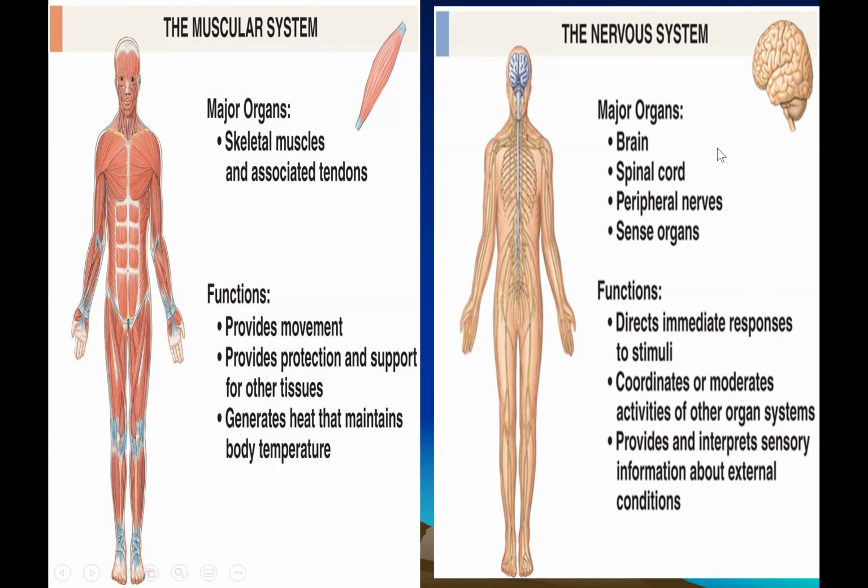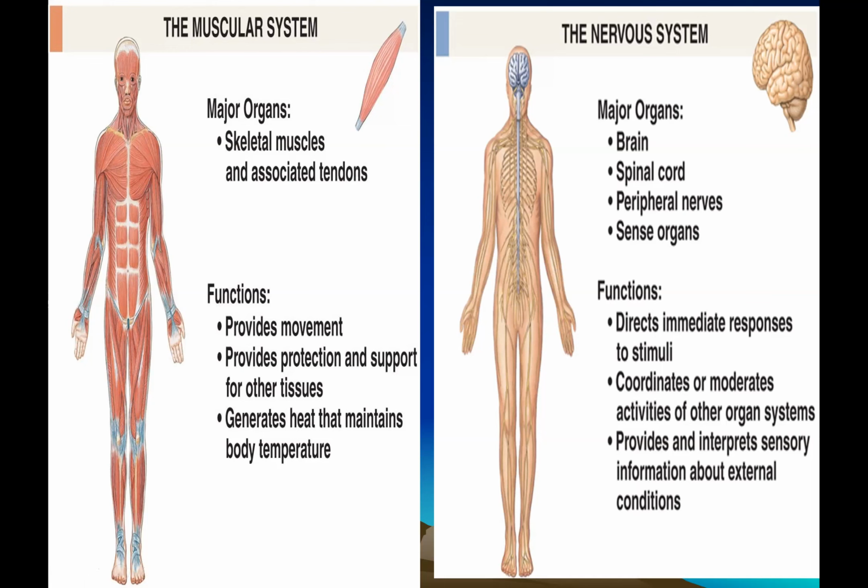So here we have the nervous system, which includes the brain, the spinal cord, and all the nerves that come out of the spinal cord. They are called peripheral nerves, and also your sense organs, your eyes, your ears, your tongue, your nose. The main function of the system is responding to a stimuli, and it will coordinate all the activities of all the other organ systems. So it is the master system.